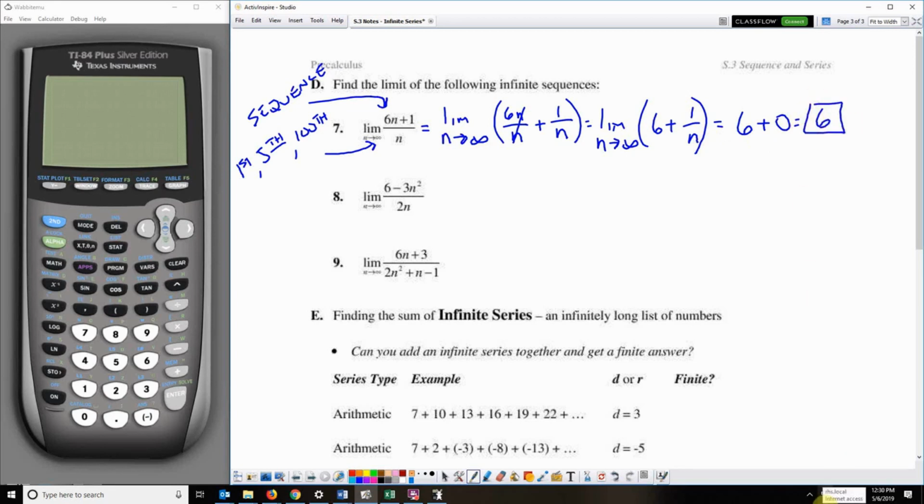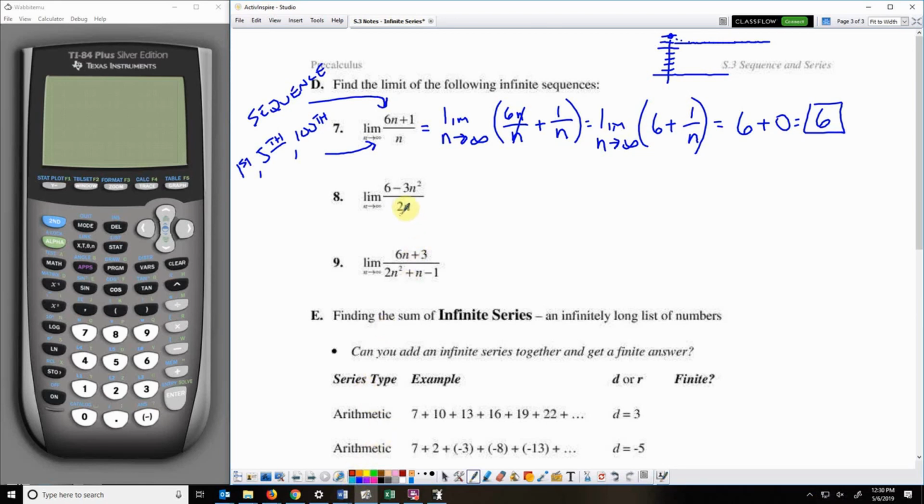So what this sequence would look like in a graph, it's got its limit up here of 6. Now the first term, 6 times 1 plus 1 over 1, that first term would be 7. So the first term is right here. And from there, the terms just get smaller and smaller, approaching, and it will never actually equal 6, but it will get infinitely close to a limit of 6.